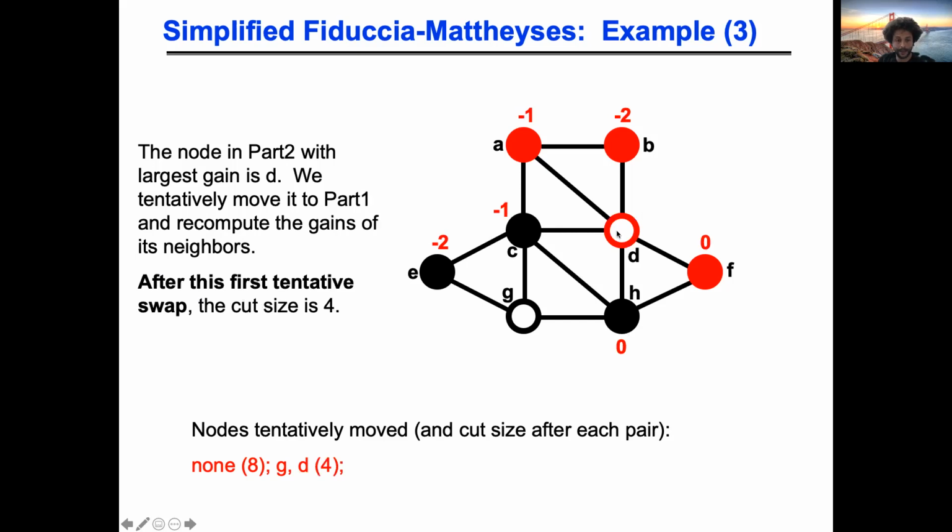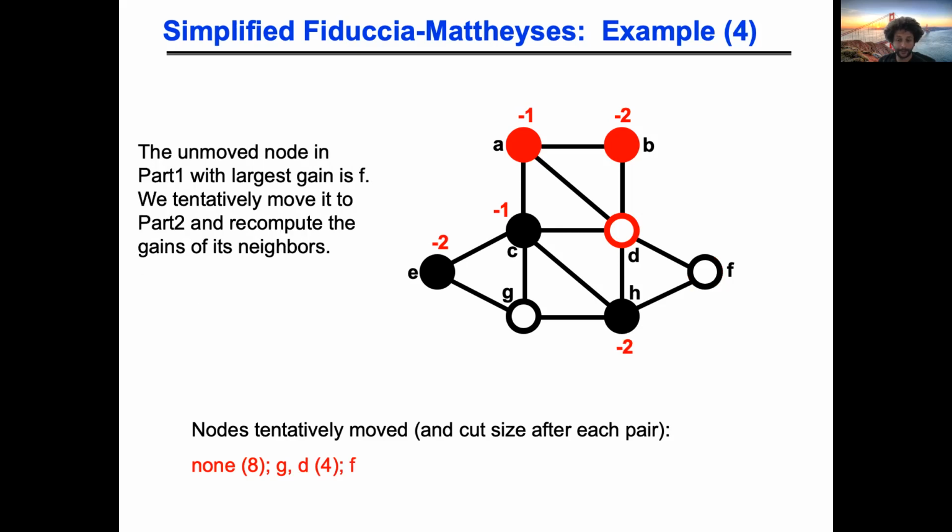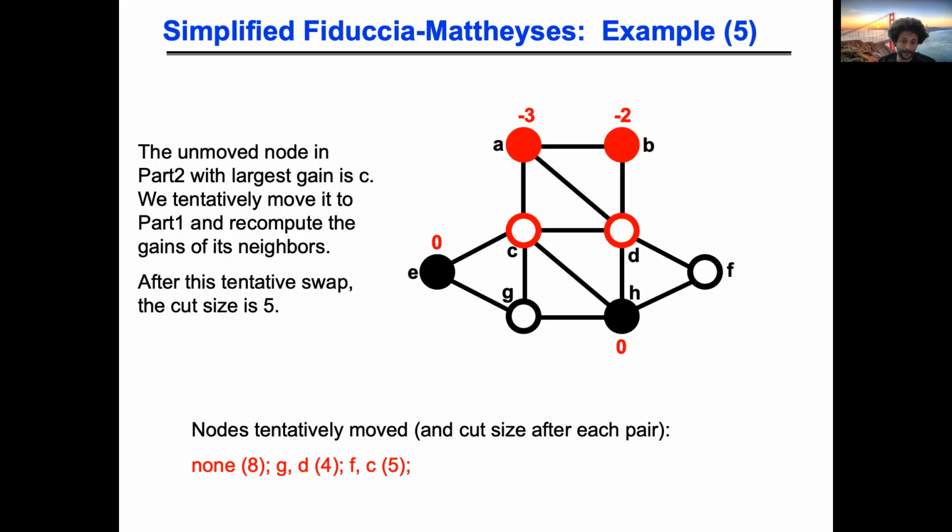So we tentatively mark D. Now our new cut size is 4 after this first tentative swap. But what that means is, let's say we move G to the other side and D to the red side. And then we're going to keep doing this. We're going to find another vertex with the highest gain from one side, F. And then we're going to find a vertex with the highest gain from the black side. And we're basically tentatively marking them as if they moved to the different side. So that's how we mark the vertices.